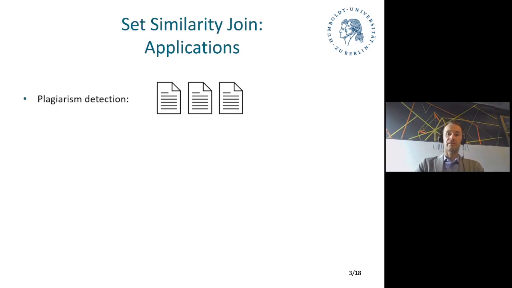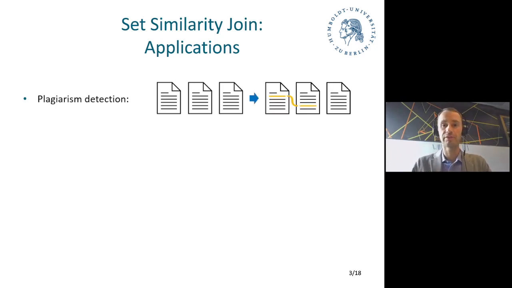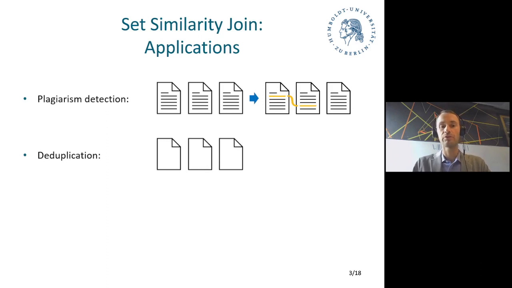What is a set similarity join used for? It can be used for plagiarism detection. So if you think of documents which contain parts of other documents, we could find such similar passages in different documents. We could use it for deduplication. So when whole documents are identical or close to identical, we can find such pairs and eliminate the duplicates.